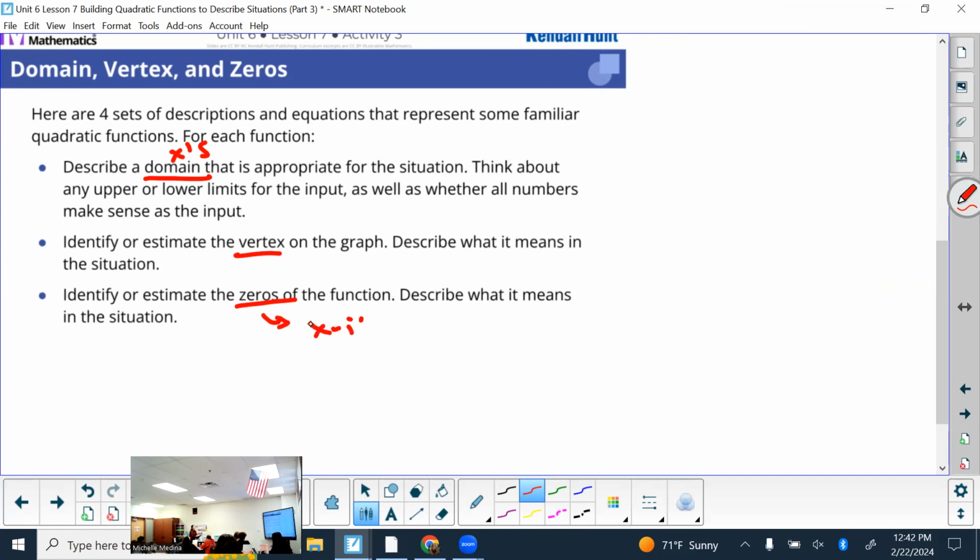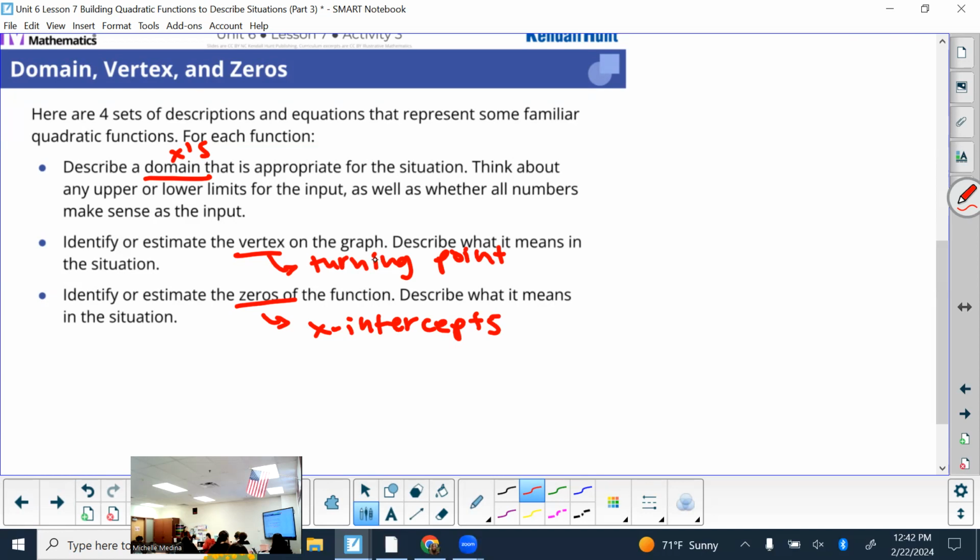What are zeros again? The x-intercepts. That for some reason is a really hard vocab word for students to remember. Zeros just means x-intercepts. Vertex is your turning point of the graph. That will usually reveal your maximum or your minimum. So the descriptions you have and the pictures are on your paper. You are going to identify the domain, vertex, and zeros for each of them. Any questions?